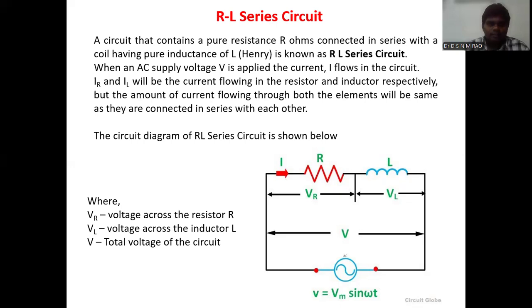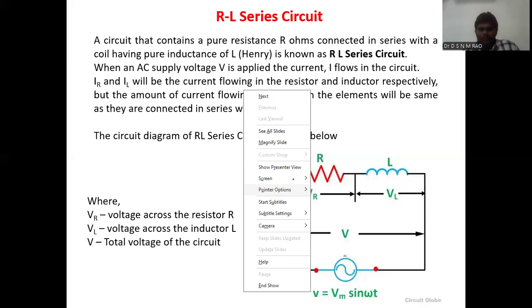When an AC supply V is applied across this circuit, a current I will be flowing through the circuit. The current flowing through the resistor IR and the current flowing through the inductor IL will be the current in the resistor and inductor respectively. Both are connected in series, so the same amount of current is flowing through both elements. Why? Because both are connected in series.